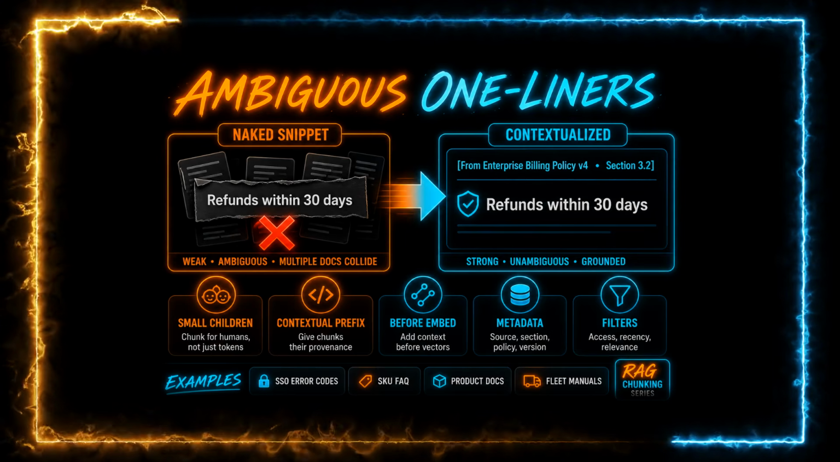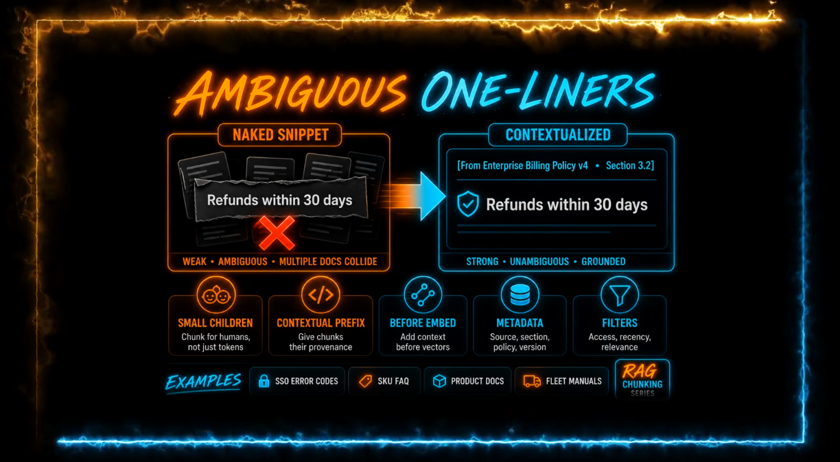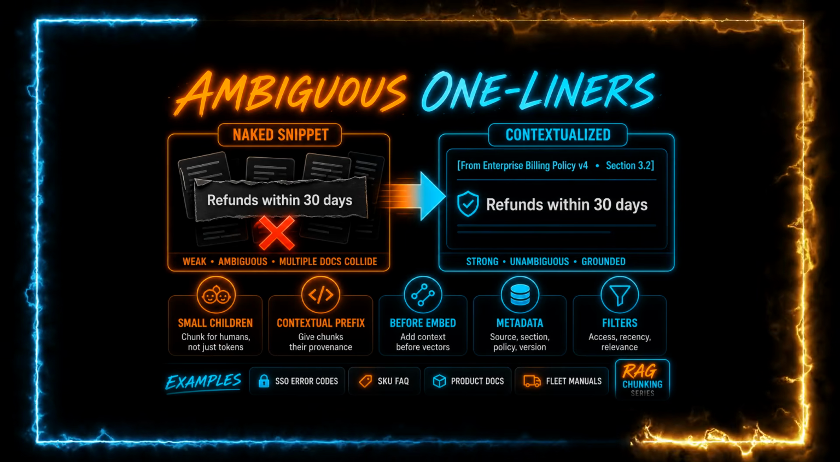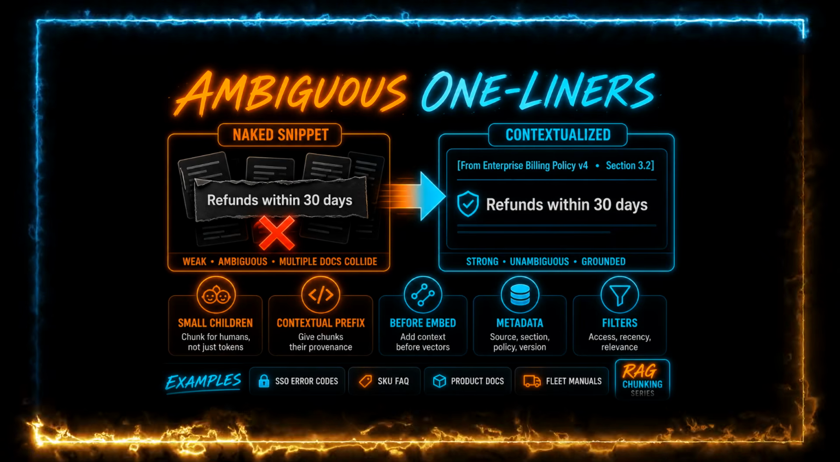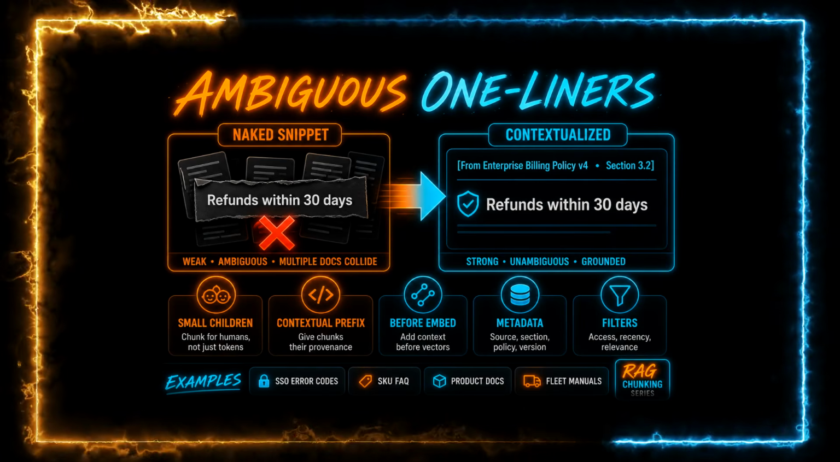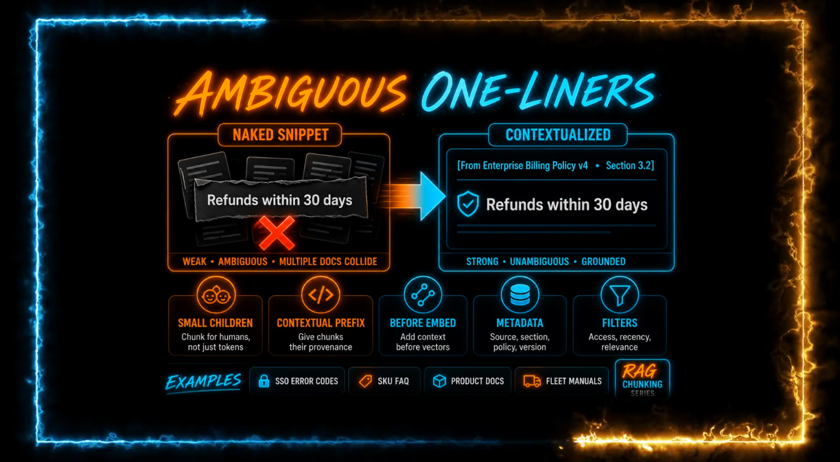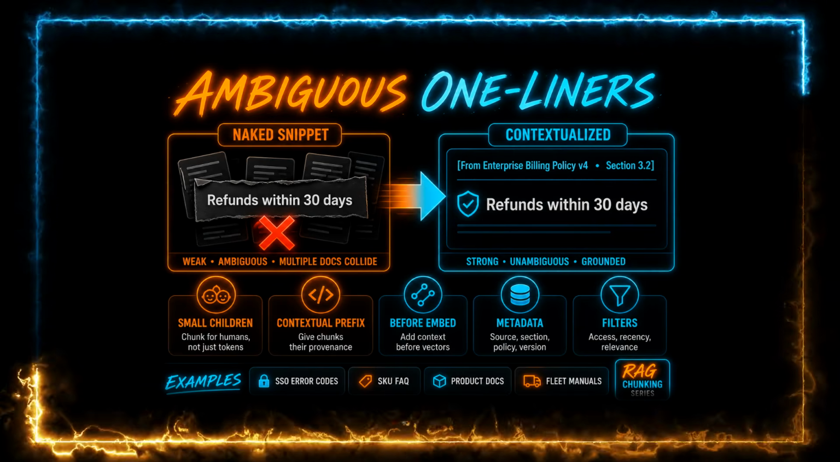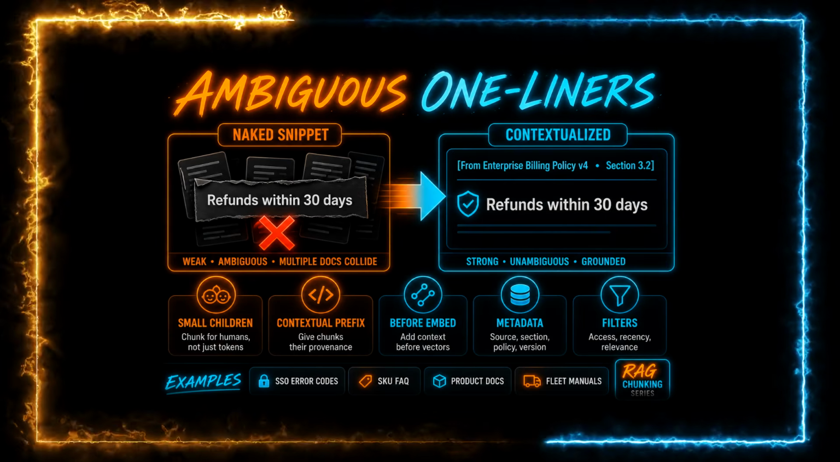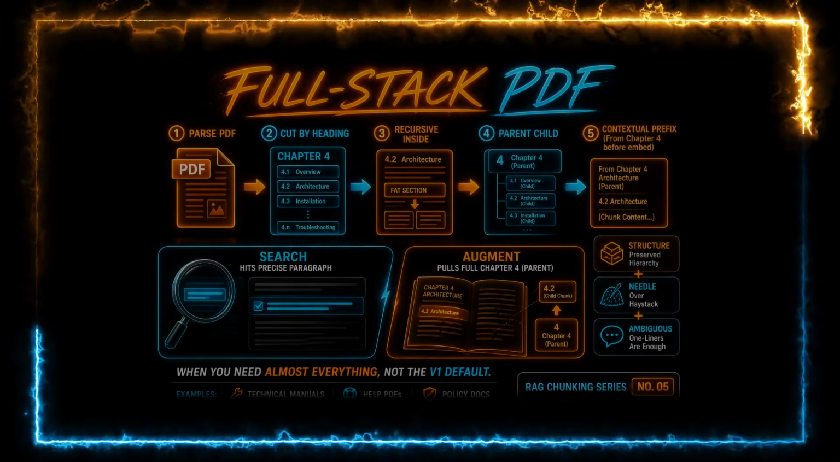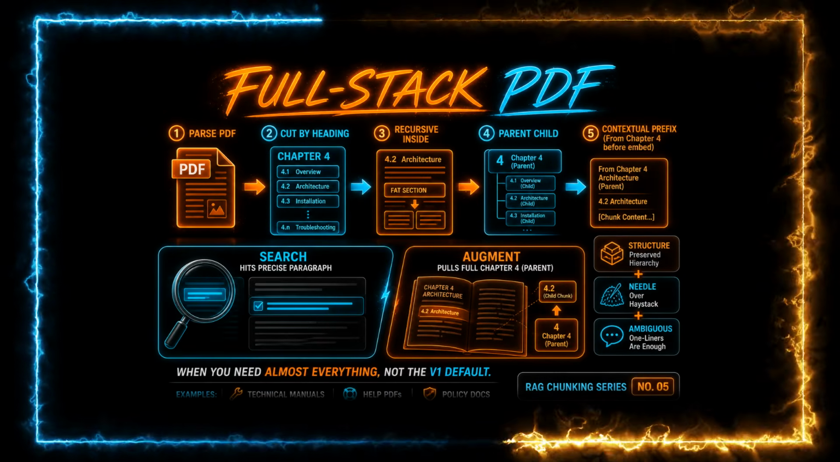Cons: extra LLM or template step at ingest. Re-embed when framing logic changes. Long prefixes eat token budget inside the chunk window. Reach for it when retrieval keeps landing on the wrong 30-day or reset password. Right words, wrong product.